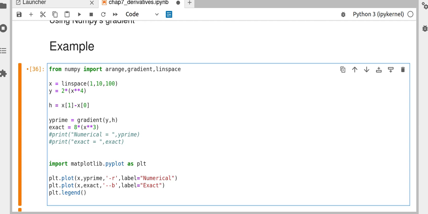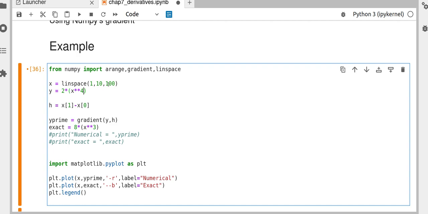Okay, linspace. In linspace, this 1 is the starting point, this 10 is the end point where the numbers will stop, and the third number is the number of points that you want. So in this case, we need 100 data points between 1 and 10.